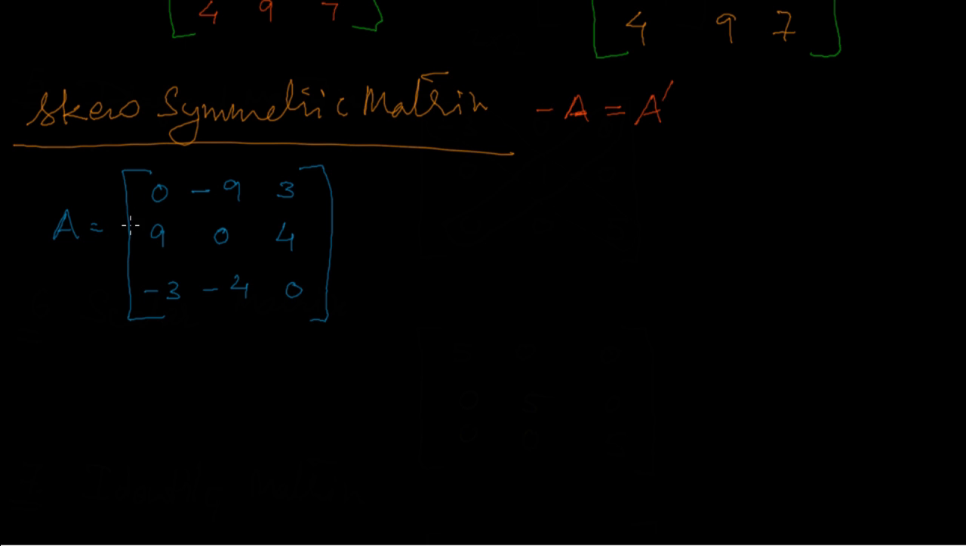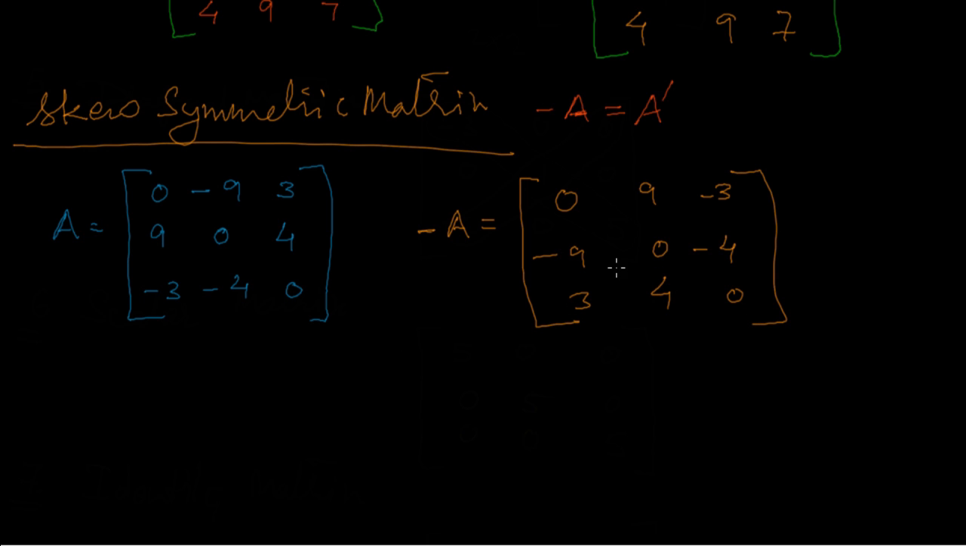So first we find the negative of A. I have already explained earlier how to get the negative of a matrix. If we multiply all the elements by negative, we will get 0, 9, -3, -9, 0, -4, 3, 4, 0. So this is the negative of A.